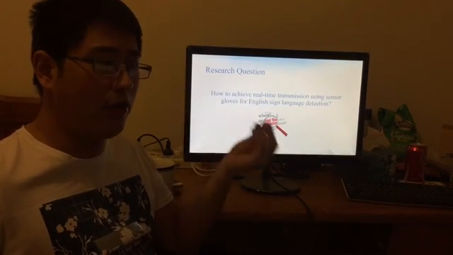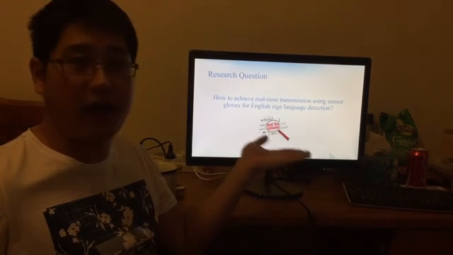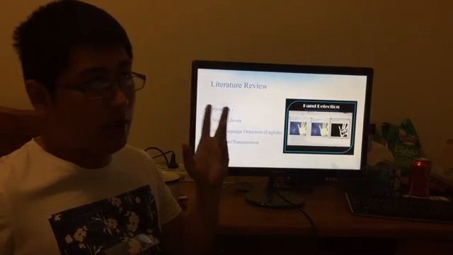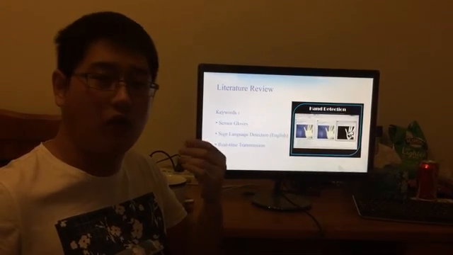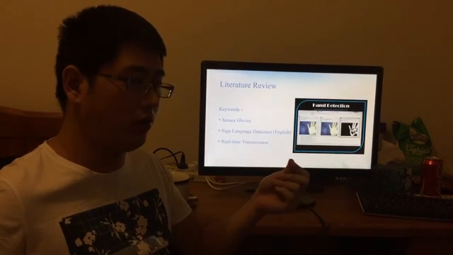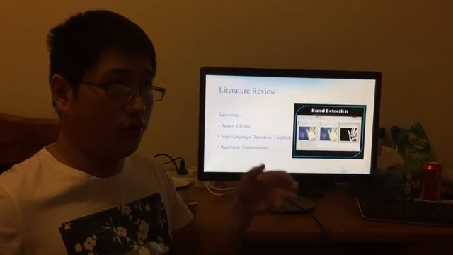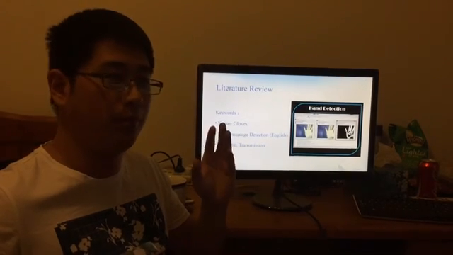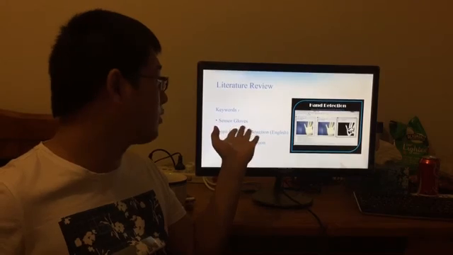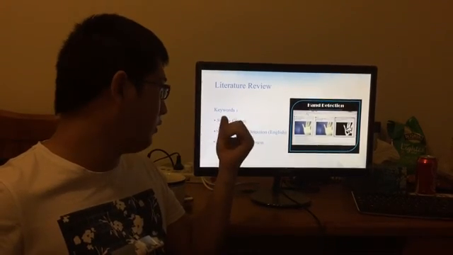So finally, I raise my research question, which is how to achieve real-time transmission using sensor gloves for English Sign Language detection. Now, it's my literature review. Here are the keywords of the research question, and all these keywords were investigated very carefully, with a lot of evidence proved by many different researchers. The keywords are sensor gloves and sign language detection, and in this case we only talk about English. The most important is real-time transmission.